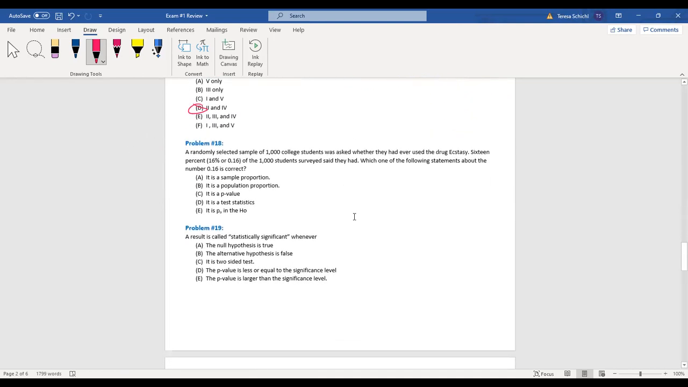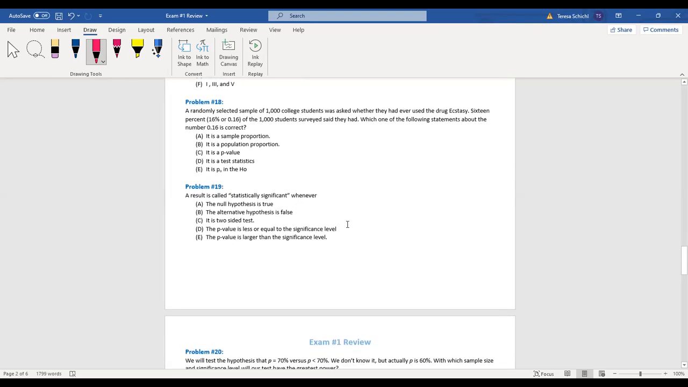Good. All right, let's take a look at number 18. Number 18 says a random sample of 1,000 college students was asked whether they ever used the drug, and 16% of the 1,000 students they surveyed said they had. Which statement describes this 16%? You surveyed 1,000 students, right? So this is your sample, right?